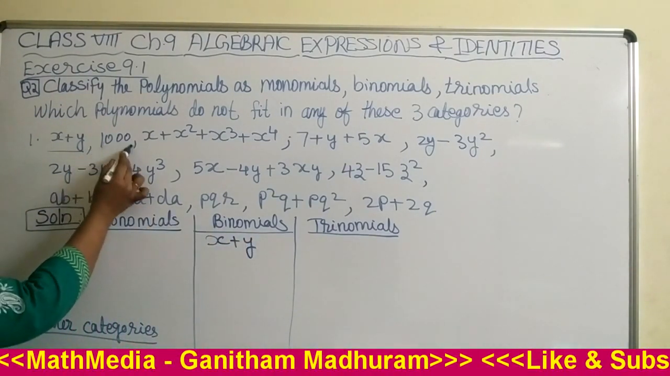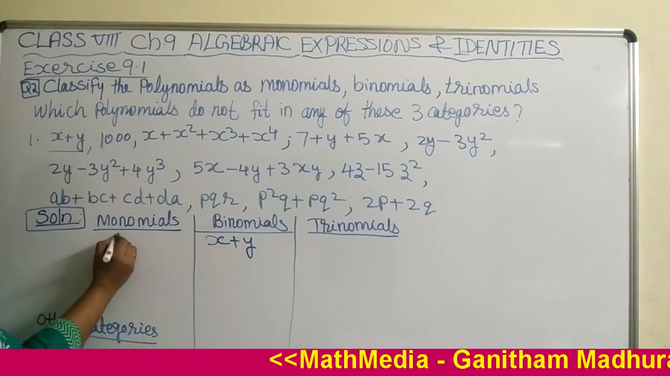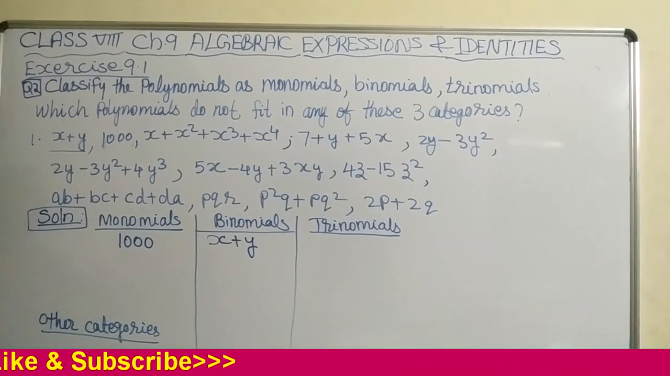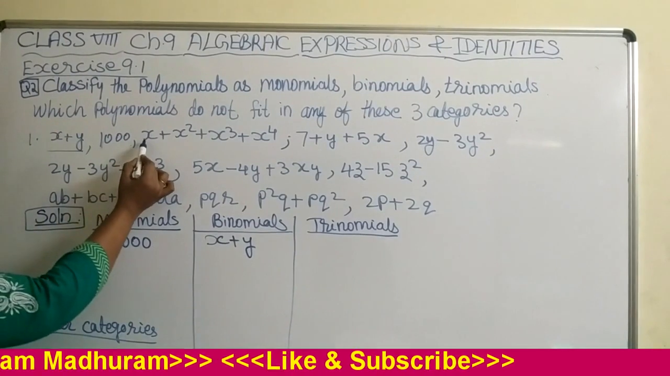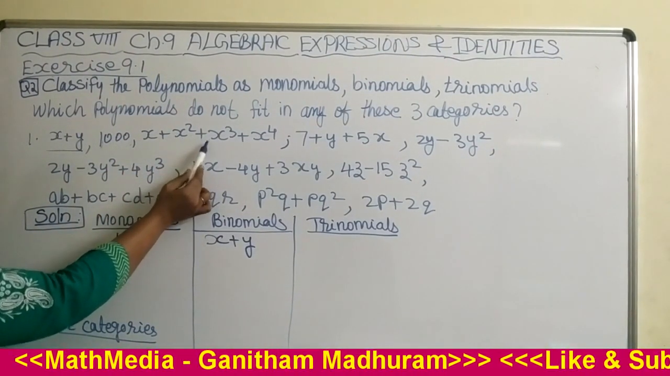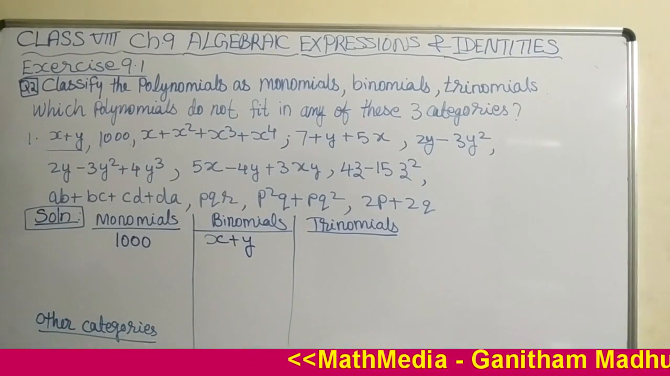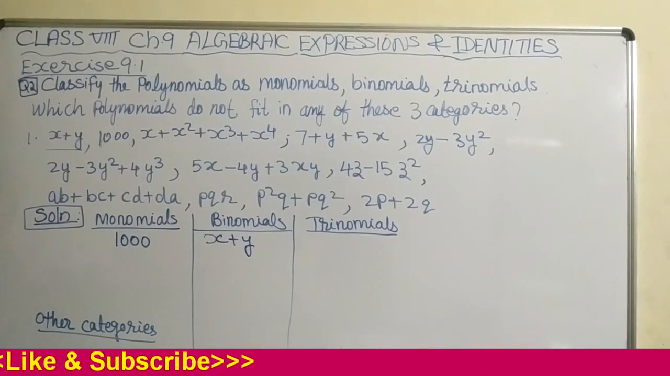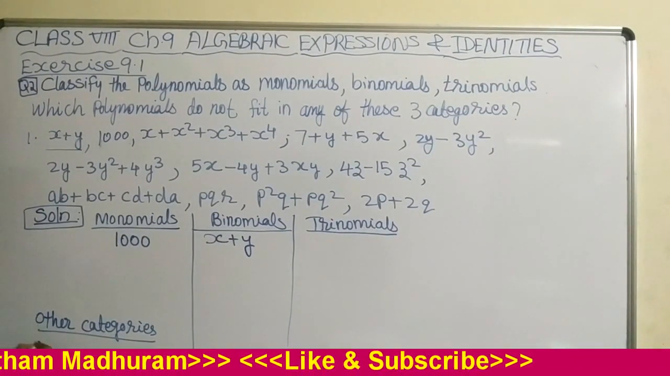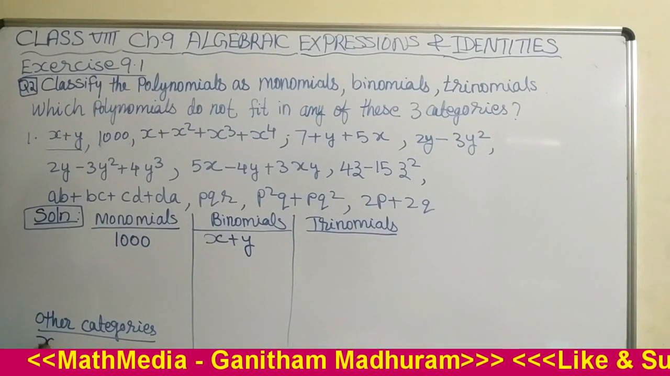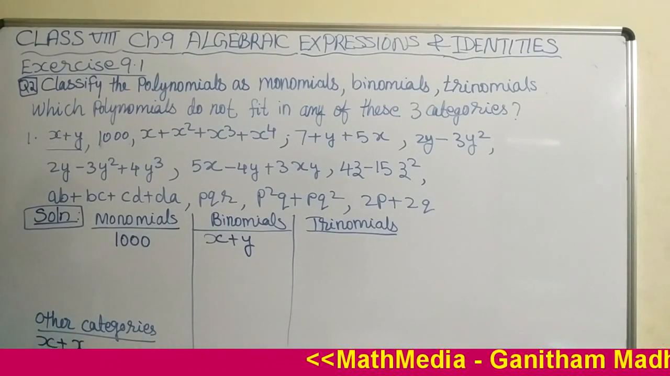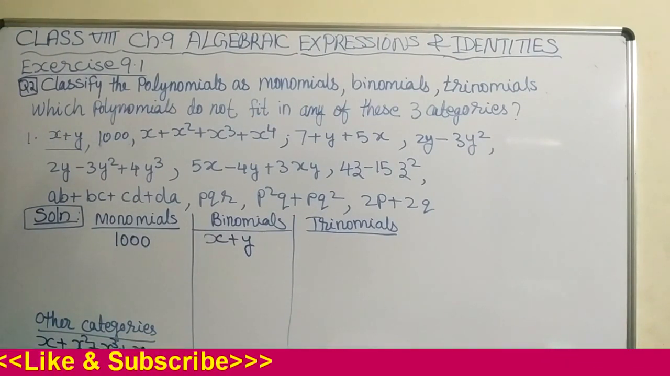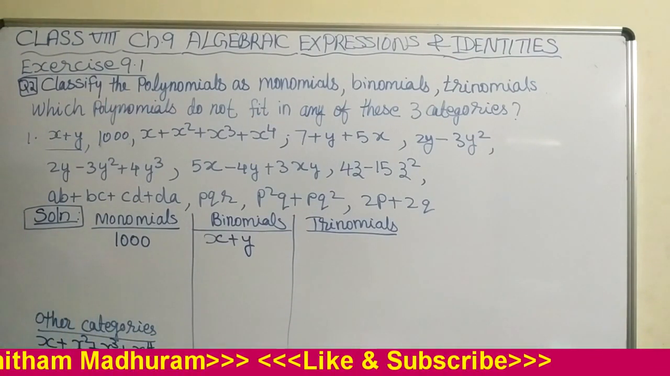Next one is 1000, only a single term, so it is coming in monomials. And the third one, it has x plus x square plus x cube plus x raised to 4. The third expression has 4 terms, so we can write it in other categories. That is x plus x square plus x cube plus x raised to 4.